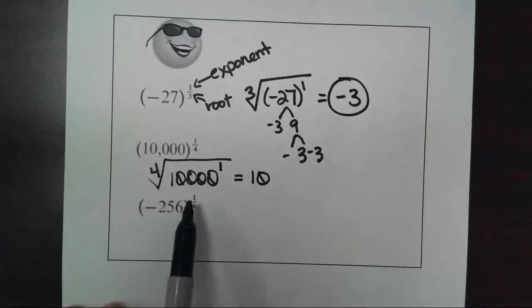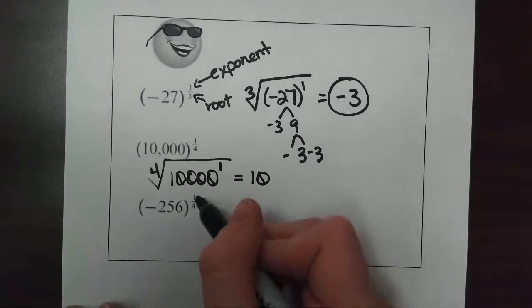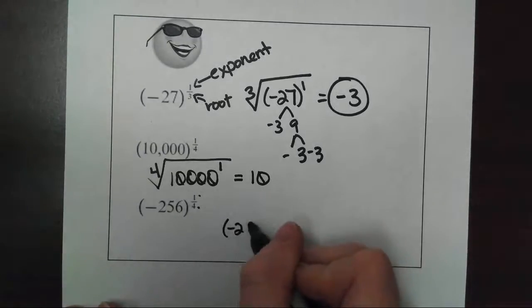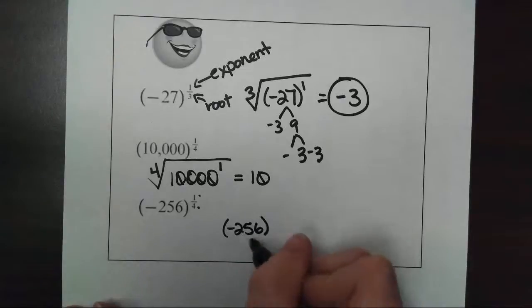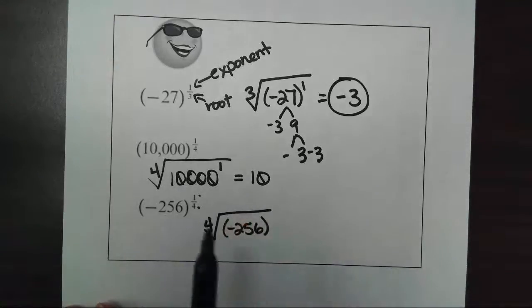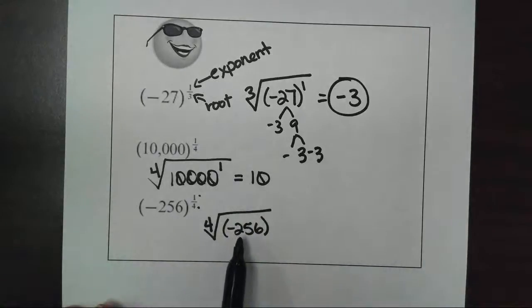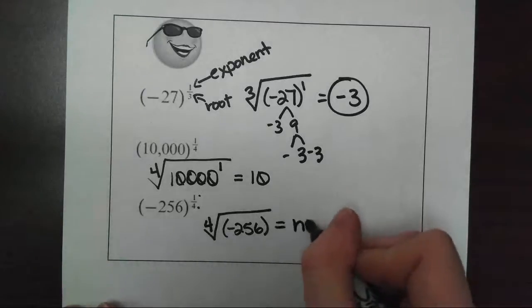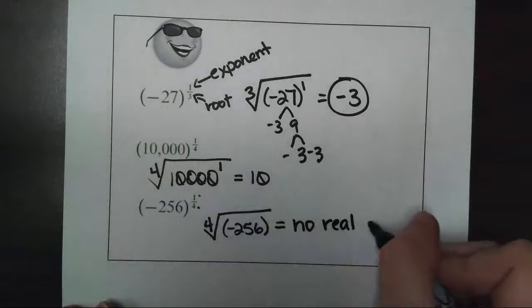Here I'm looking for the negative 256 to the 1/4 power. This one's my exponent, this one's my root. So I've got negative 256 to the 1st power, which is just negative 256, and then I'm finding the 4th root. Now remember I said you can't take an even root of a negative number because you can't multiply a number an even number of times and get a negative. So here we have no real solution.